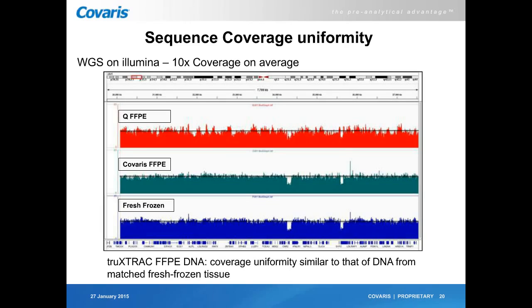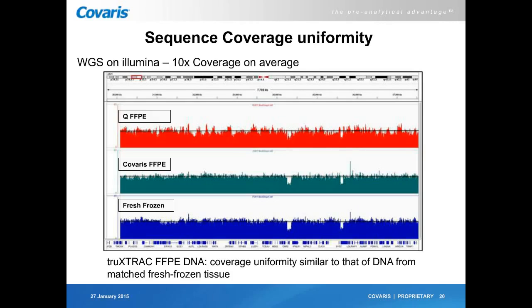So as expected, the DNA extracted from fresh frozen samples, in blue at the bottom, provides a uniform coverage across the entire genome. But you can see that with DNA extracted with Covaris, you almost have the same uniform coverage across the whole genome. So slightly more variations, but still a very good and uniform coverage. But with the other technique, you can see that you have lots of variations in the coverage across the genome, so lots of peaks and valleys, meaning that you don't get this uniform coverage.